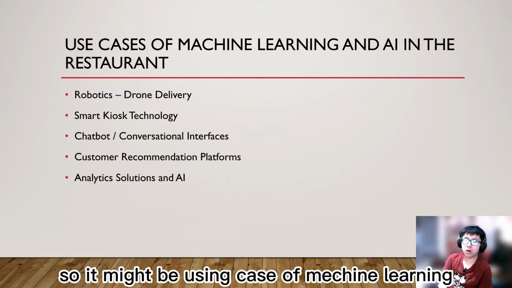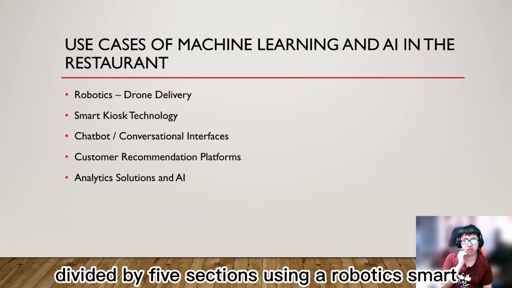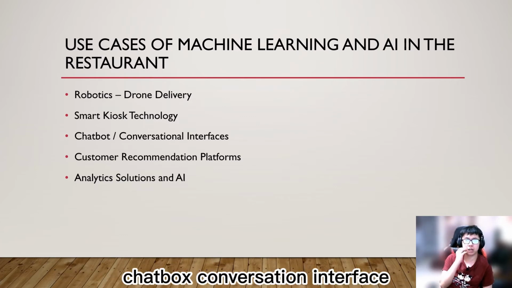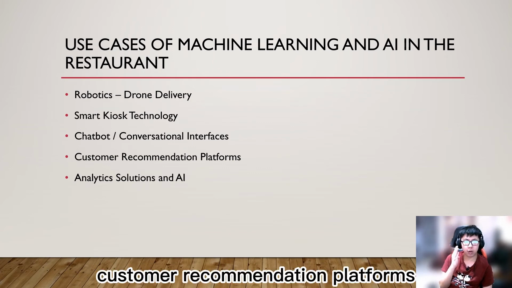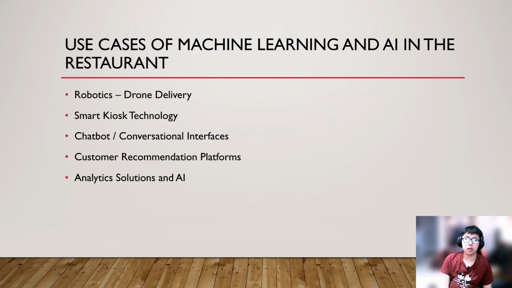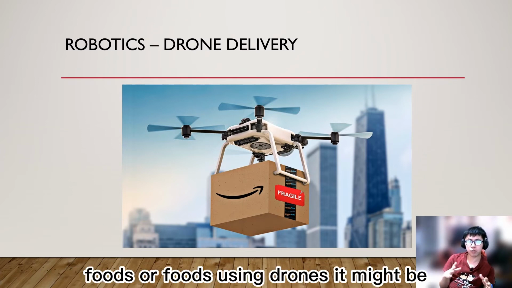Use cases of machine learning and AI in restaurants nowadays. It might be divided into five sections: robotics, smart visual technology, chatbots and conversational interfaces, customer recommendation platforms, and analysis solutions and AI. So it is divided into five sections. This is the figure of robotics drone delivery. Something like delivering foods using drones.